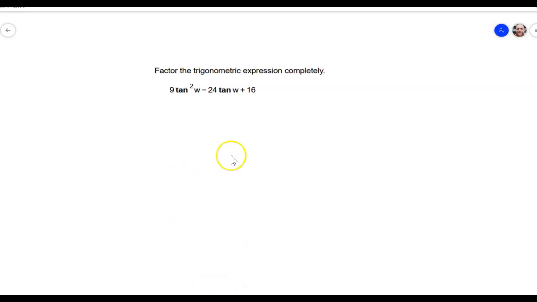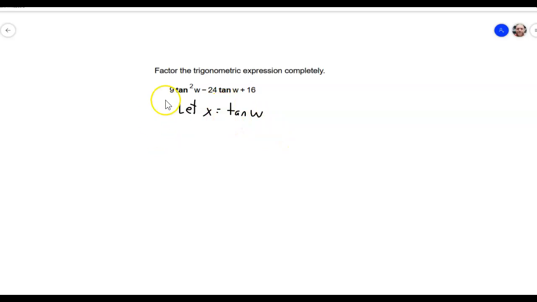So the thing you have to realize is that we can treat these trig functions just like a normal variable. So at first, let's go ahead and replace the trig functions with a normal variable. I'm going to do a substitution here. I'm going to let x equal the tangent of w.